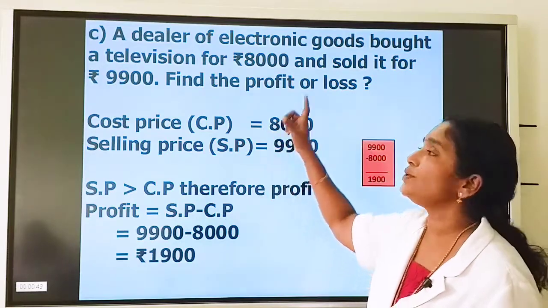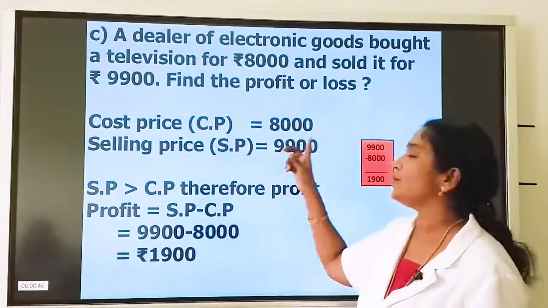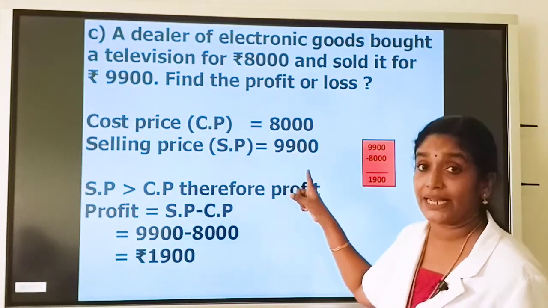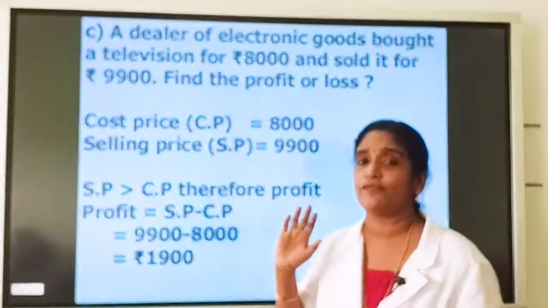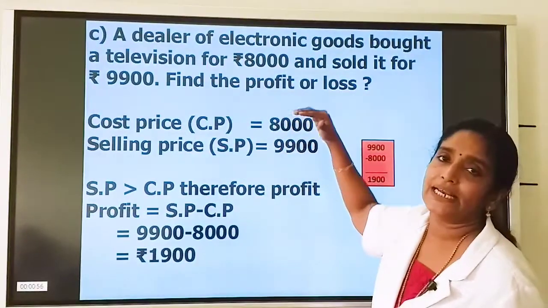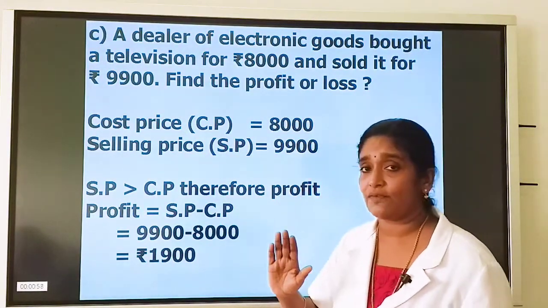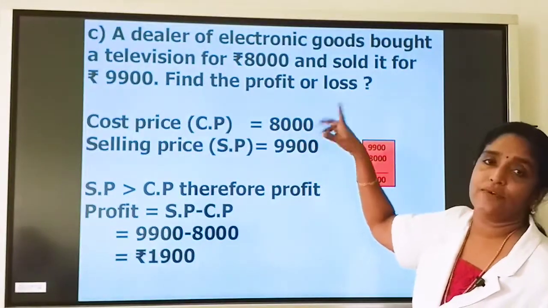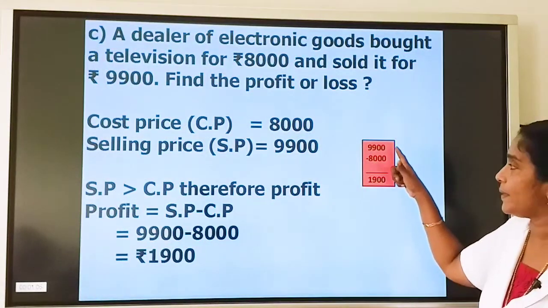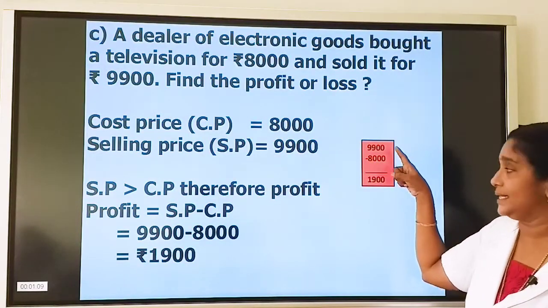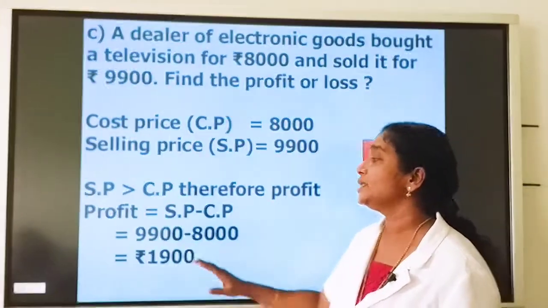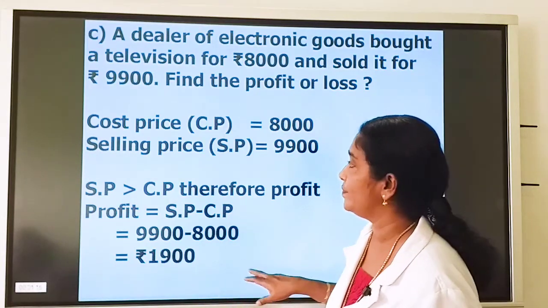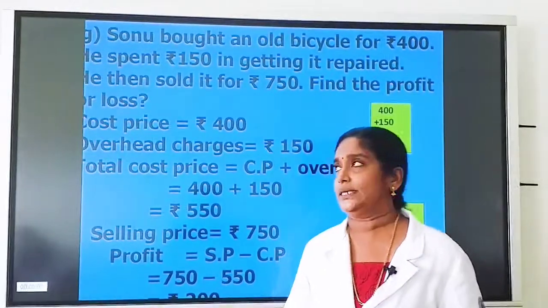Cost price equal to 8,000. Selling price equal to 9,900. So, here see selling price is greater than cost price. So, it is profit. Profit equal to selling price minus cost price. So, from 9,900 we want to subtract 8,000. When you subtract 8,000 from 9,900, you will get 1,900. So, what is the profit here? 1,900. Is it clear to you? Okay, we can do next question.